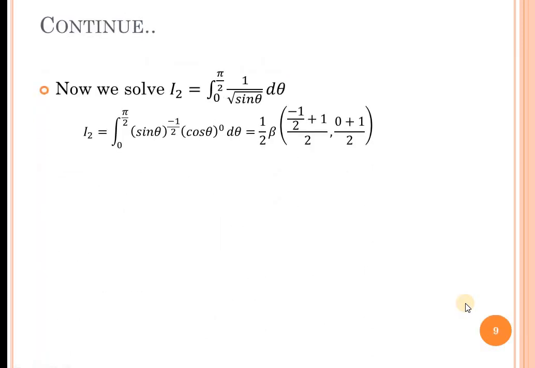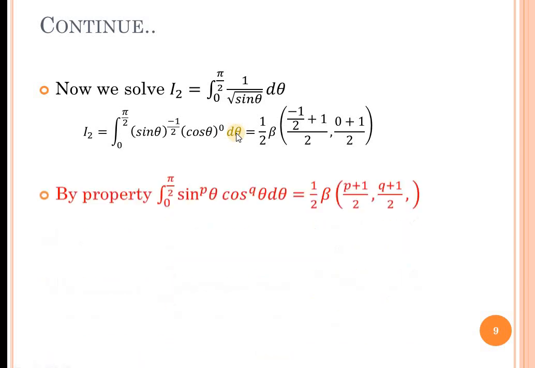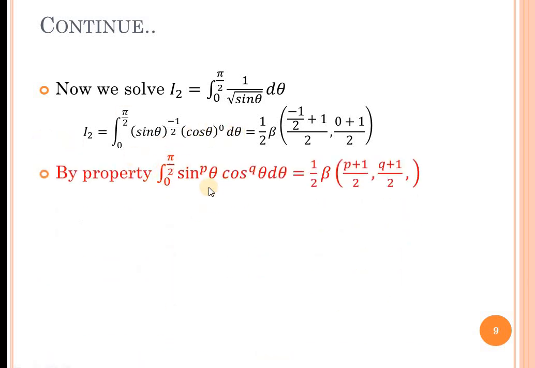We use this equation A next. Now we solve I2. I2 is integration 0 to pi by 2 1 upon root of sine theta d theta. So I rewrite 1 upon root sine theta as sine raised to minus half theta. No term of cos, so I write cos theta raised to 0 d theta. Again it is of the type integration 0 to pi by 2 sine raised to p theta cos raised to q theta d theta, and we know the value of this integration is 1 by 2 times beta of p plus 1 by 2 comma q plus 1 by 2. Here p becomes minus 1 by 2, q is 0.